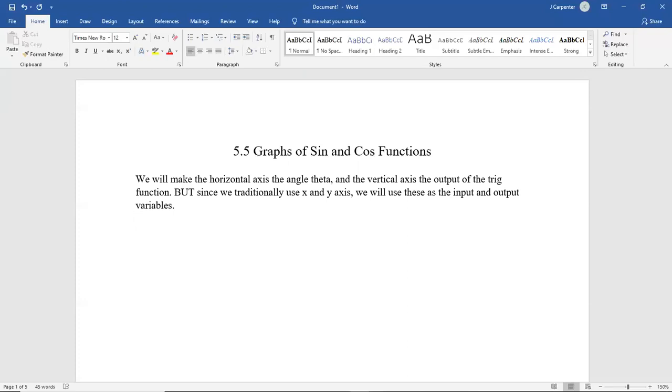So instead of saying y equals sine of theta, we're going to say y equals sine of x. This x right here is not the x coordinate on the unit circle. This is our theta. Again, we're using an x here because we're going to be graphing them on an xy coordinate plane. So this x is our theta, and the y would have been the output of the trig function.